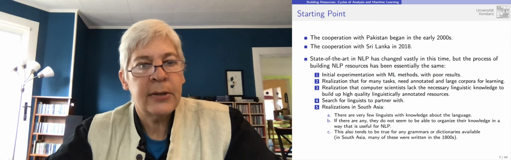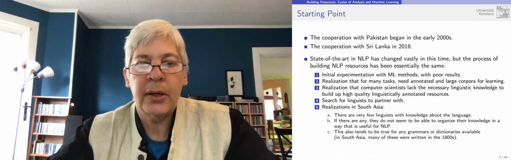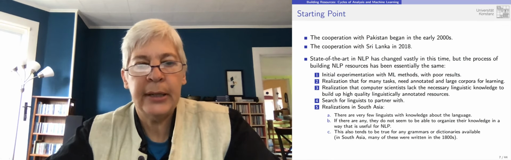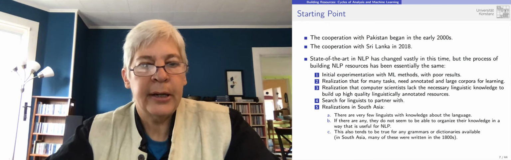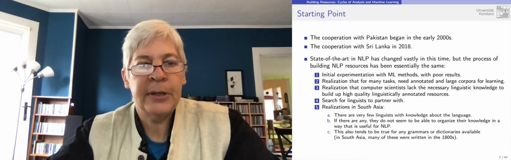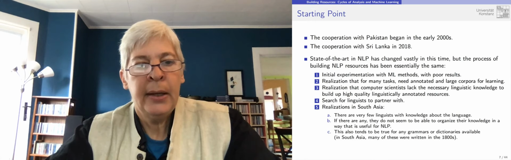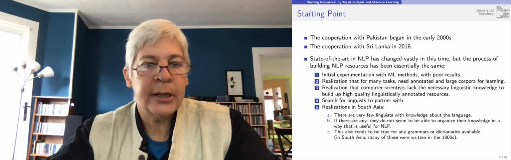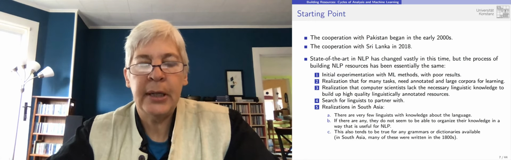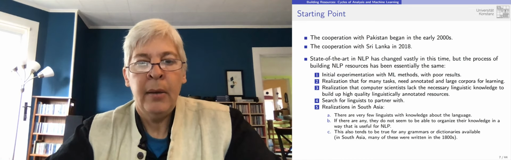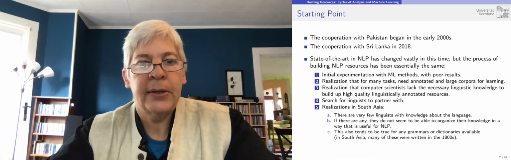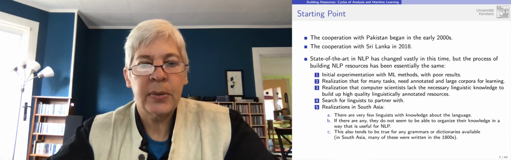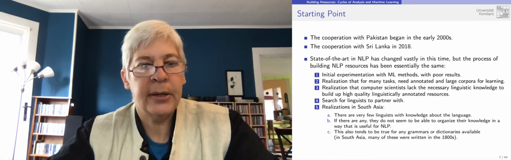Looking back, the state of the art in NLP has changed quite a lot in this time, but interestingly, for me at least, the process of building NLP resources has been essentially the same. The sites tend to do some initial experimentation with machine learning methods. Even back in the 2000s, machine learning was just coming up then, but generally with poor results. The idea is that you want to build up resources and NLP applications quickly. There's a need for that in these countries.